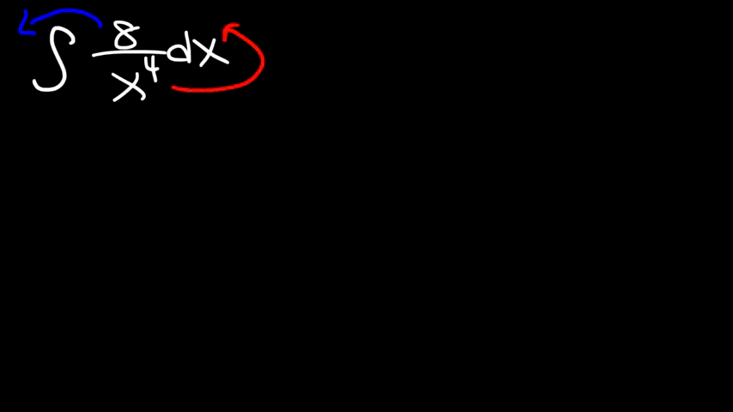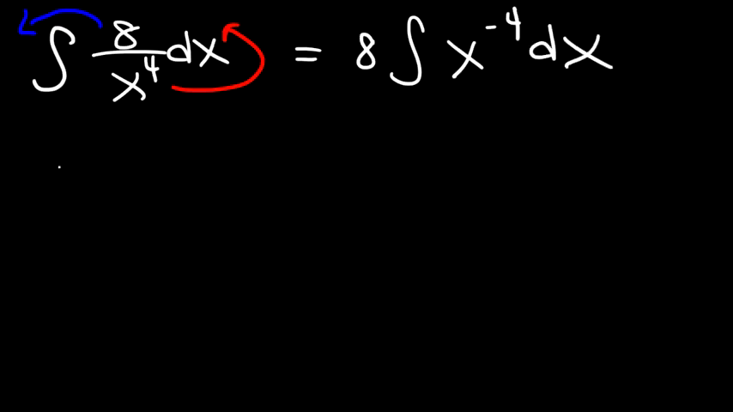Now what about this one? Let's integrate 8 over x to the 4 dx. So go ahead and try it. Now because we have a constant on the top, I recommend moving it to the front. At the same time, let's move the x variable to the top. So this is going to be 8 times the integral of x to the negative 4 dx. And now let's find the antiderivative. So let's use the power rule for integration.